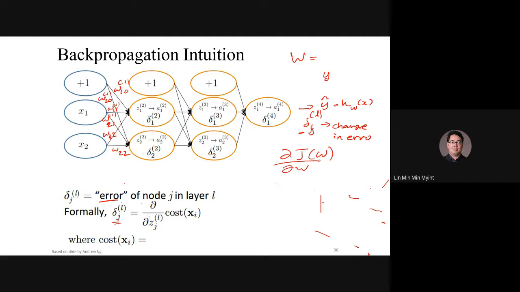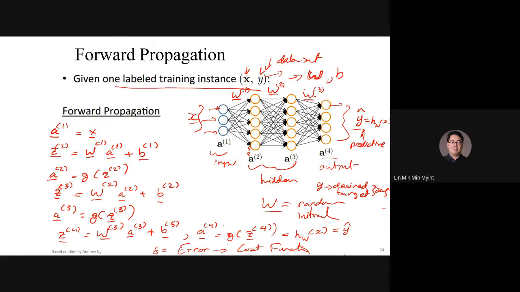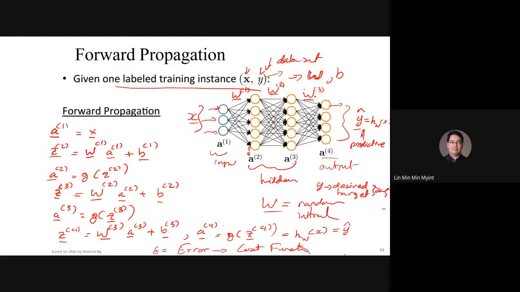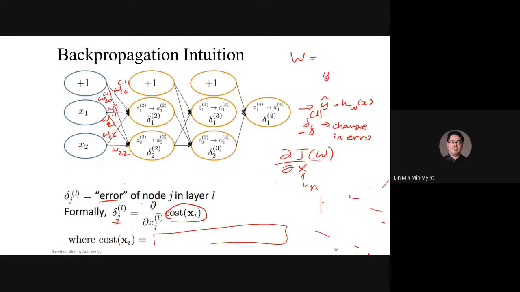That means this error is the partial derivative of... Okay, so this is actually not W. This is for S, or maybe this is an input. For each layer, we have to consider this as the partial derivative of the cost function with respect to the input for that layer. In this case, the cost function is this one, for the logistic regression, or maybe you can apply another cost function also.